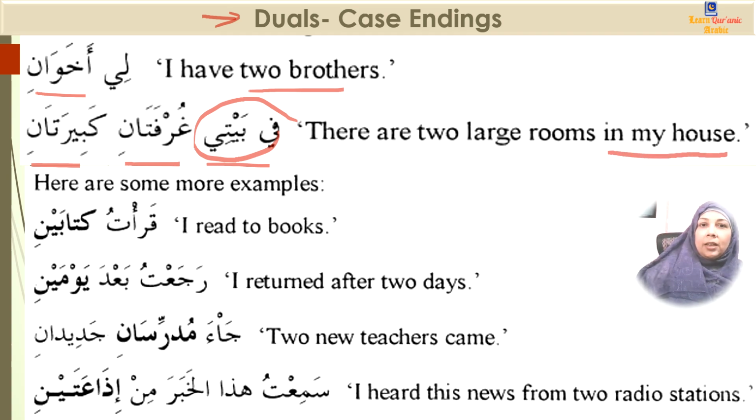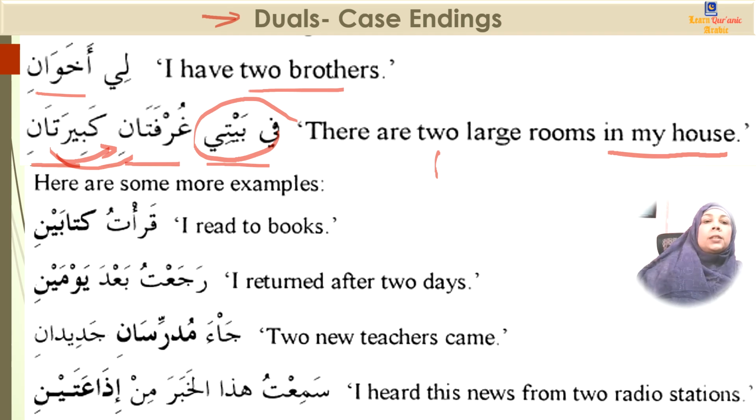Gurfatane, it refers to two rooms. And kabiratane means large or big, and it's serving as the adjective describing the two rooms. And the adjective, as you can see, is matching the case of the room, right? So the adjective is in the same dual case as the noun that it qualifies, in this case, the room. So fi baiti ghurfatani kabiratani.